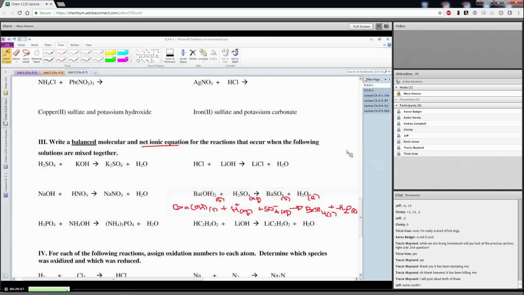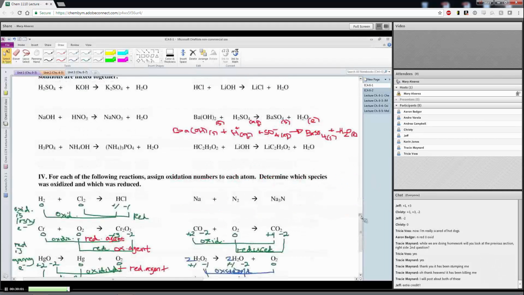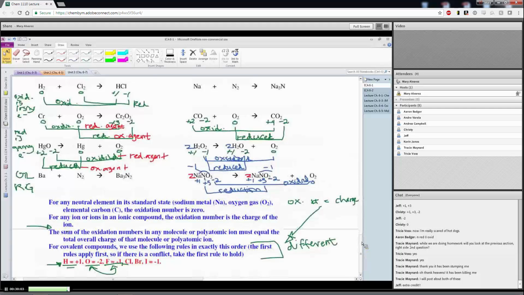Okay. Anything else on this in-class activity sheet before we move on to the next section?